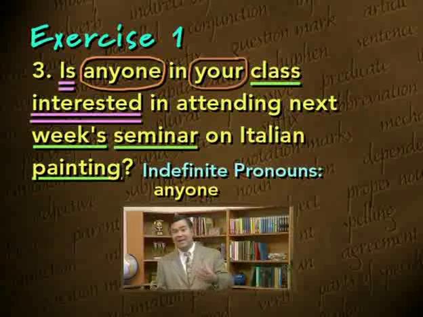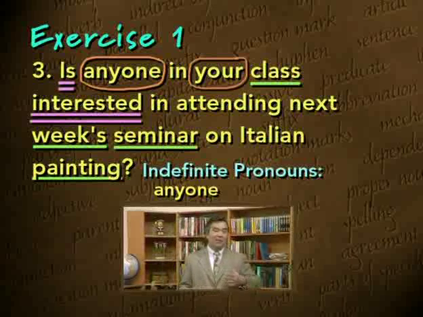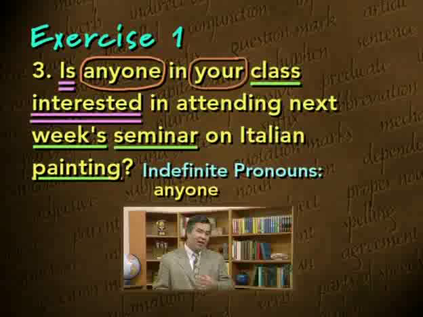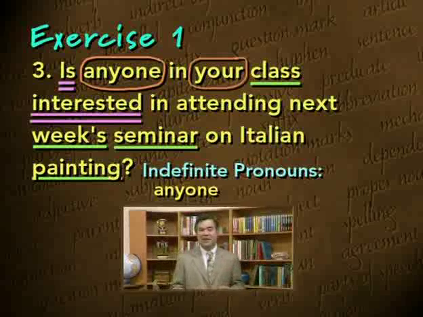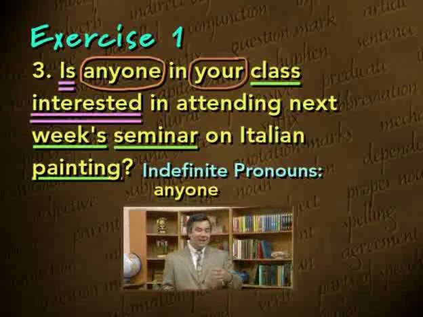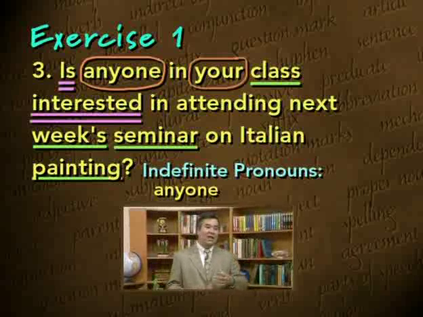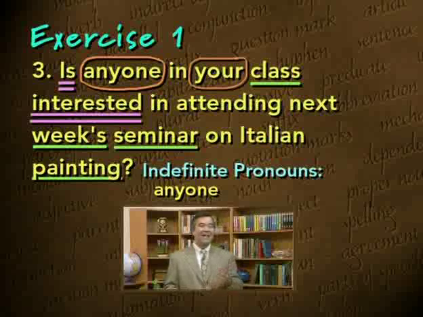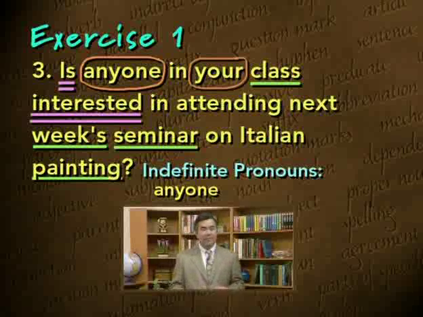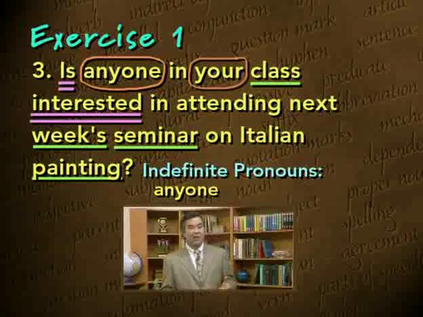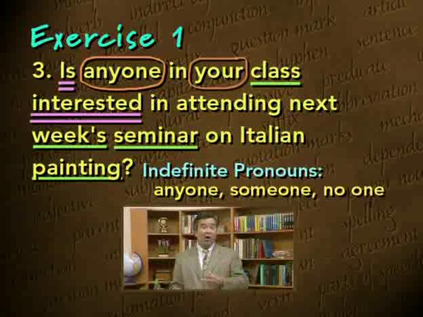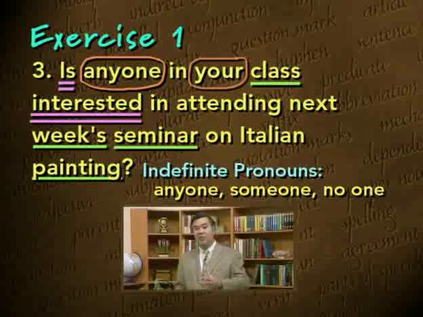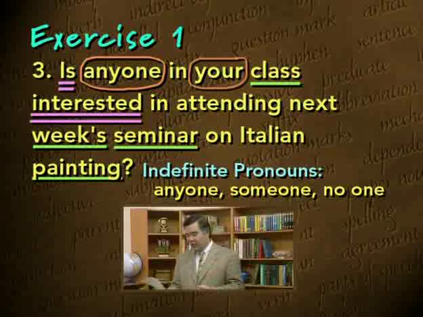The person who is asking this question, the person who is stating this sentence, is referring to some unknown person in your class who might be interested in next week's seminar. Since the person is unknown, that person is referred to using an indefinite pronoun, anyone. Other examples of indefinite pronouns are someone and no one. All of these refer to people who are not specifically named, and that's why they're called indefinite pronouns.